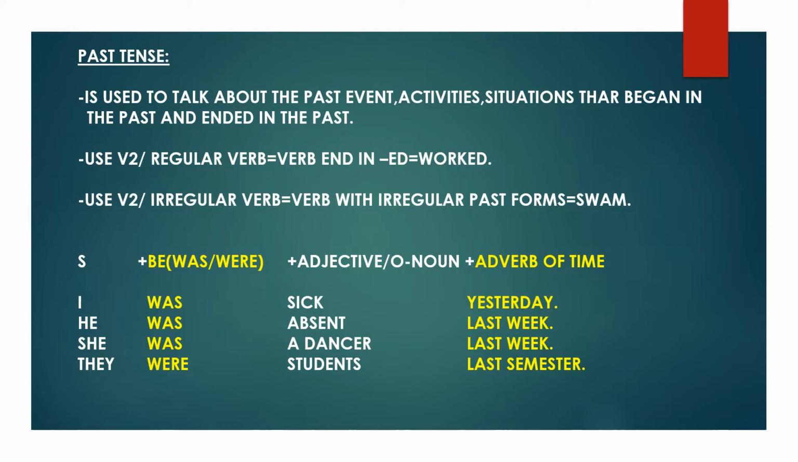Let's see the formula for past tense. For be, the verb to be. There are many verbs in English. Now we are talking about the verb to be. Subject plus was or were, plus adjective or noun or object, plus adverb of time.